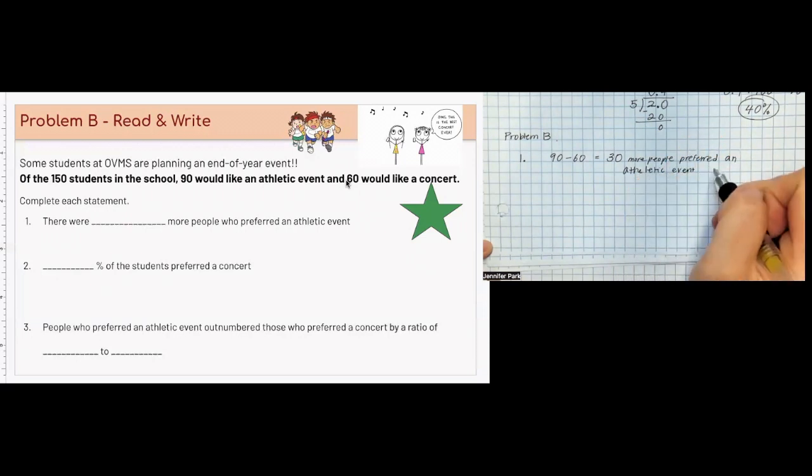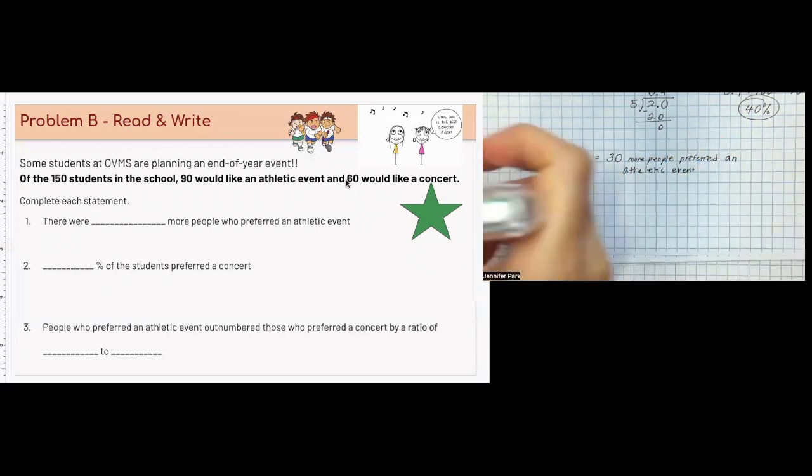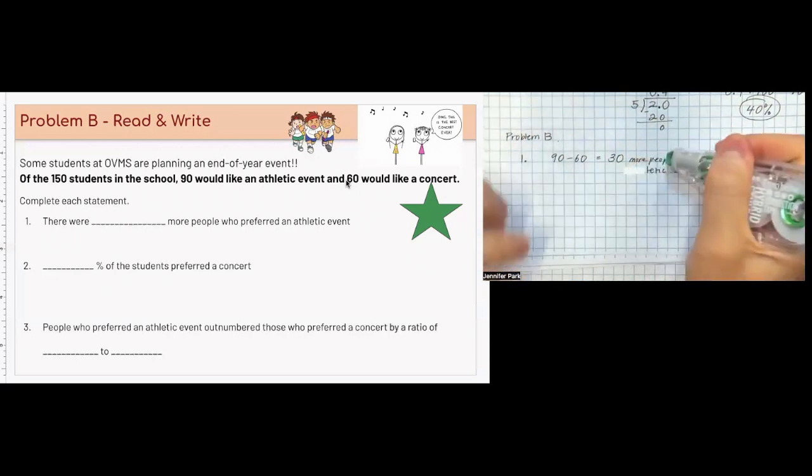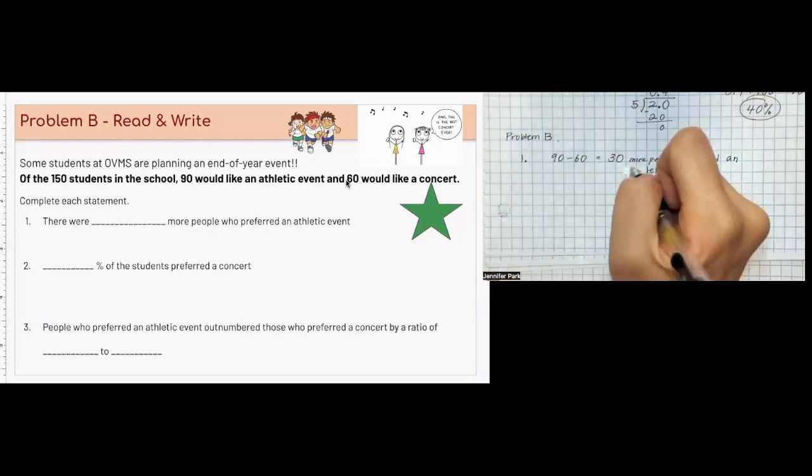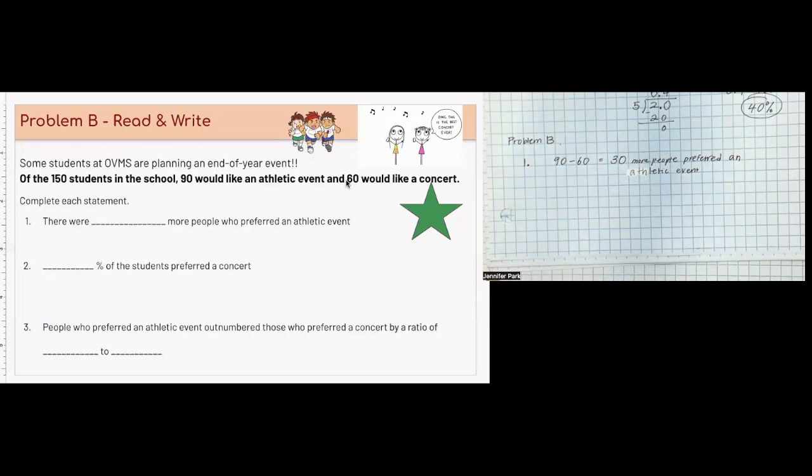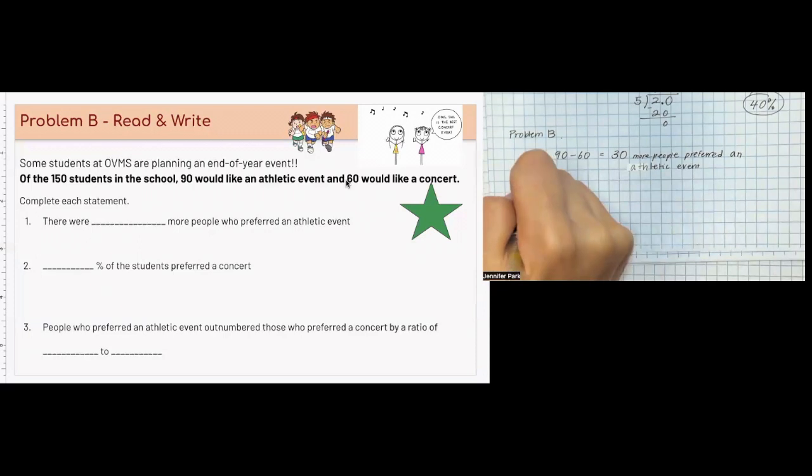Oops, I spelled athletic wrong. Sorry. Just the habit of putting an E there. Athletic events. And make sure you are writing with pencil, please. I forgot to mention that. Okay, number 2.